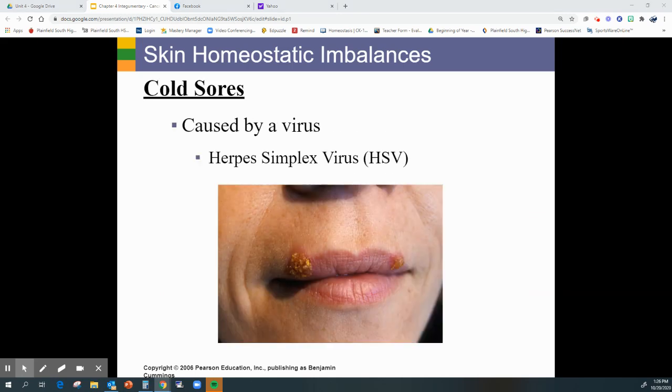Okay. Another homeostatic imbalance or condition we have here are cold sores. They usually arise on the upper layers of the dermis, right on the lip itself or within the borders of the lip. These are caused by a virus. They're usually caused by the herpes simplex virus. They get this crusty appearance from time to time. They can look like a blister. In some cases, it can actually even look like acne.